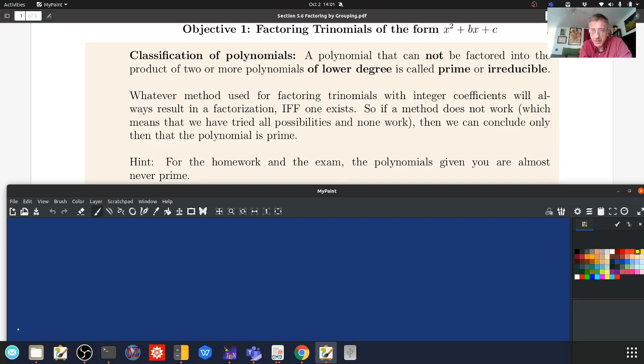So if a method does not work, and lots of times that means we've tried all possibilities and none work, then only then can we conclude that the polynomial is prime. And that's the case for lower level classes. There are tests to find out if polynomials are prime without doing hardly any factorization at all, but that will not work for our class. We won't look at some of those advanced methods.